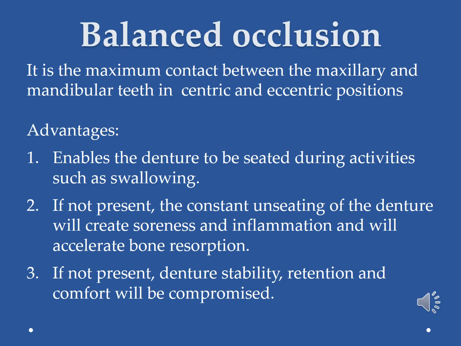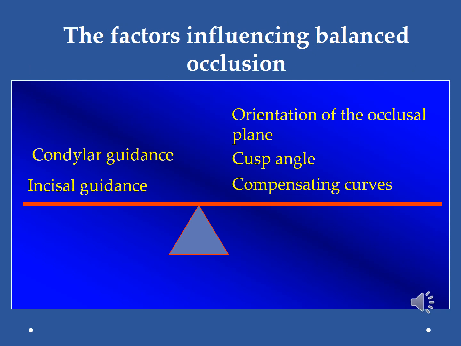So why do we need balanced occlusion or balanced articulation? Because it enables the denture to be seated during activities such as swallowing. If balanced occlusion is not present, the constant unseating of the denture will create soreness and inflammation, and this will accelerate bone resorption under the dentures. If balanced occlusion is not present, denture stability and retention and comfort will be compromised, and the patient won't be satisfied with the denture.